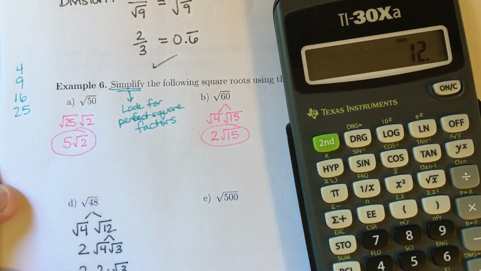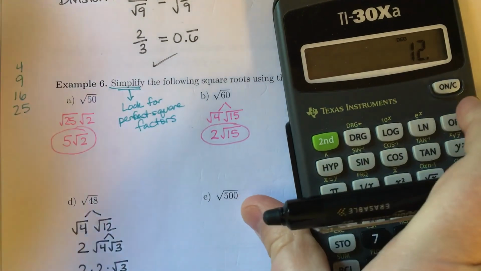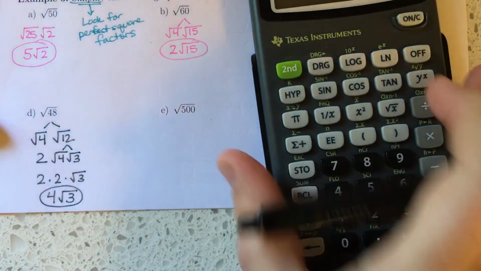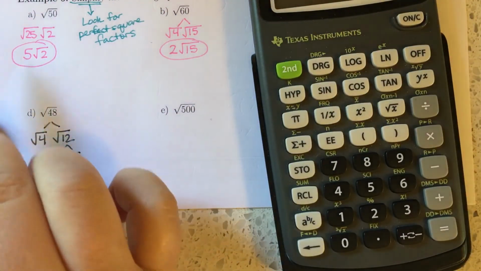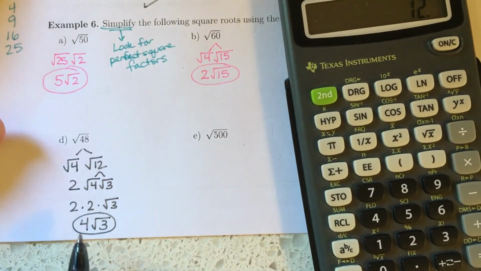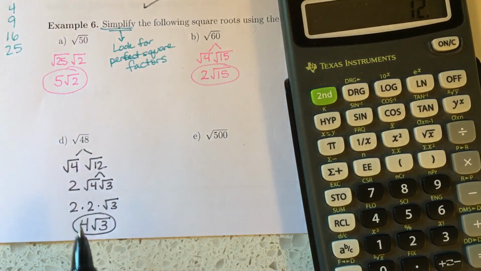And again, we could have gotten there, sorry, I'm off the screen here. 4 square root of 3, and we could have gotten there quicker if we had seen that 16 went into 48. But if we don't see that, no big deal, we can still get there. It just takes us a couple more steps.